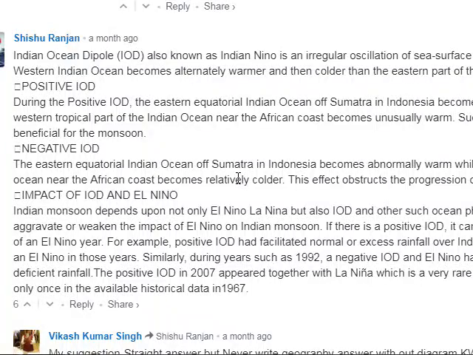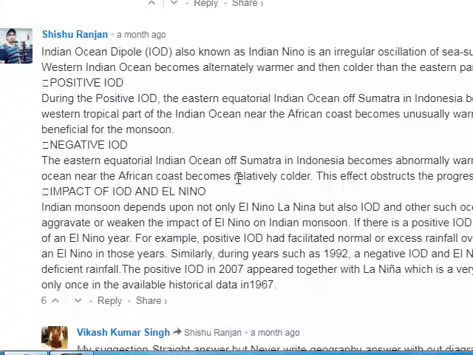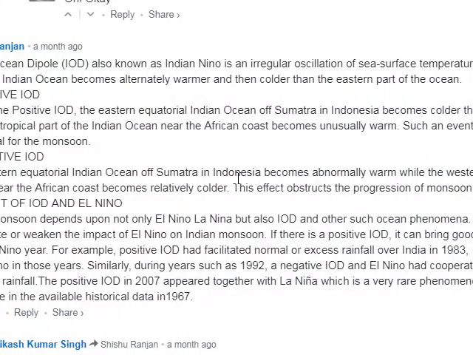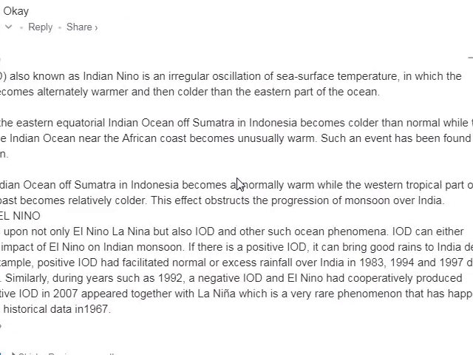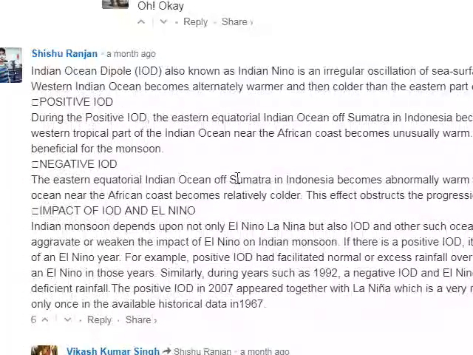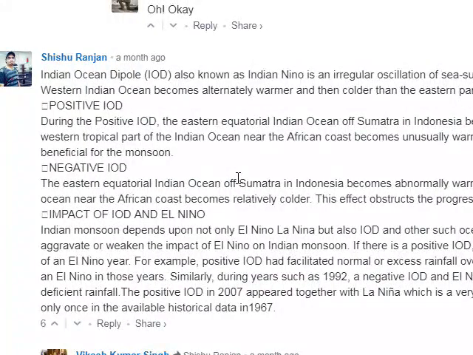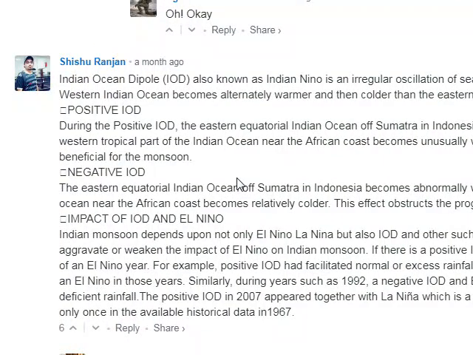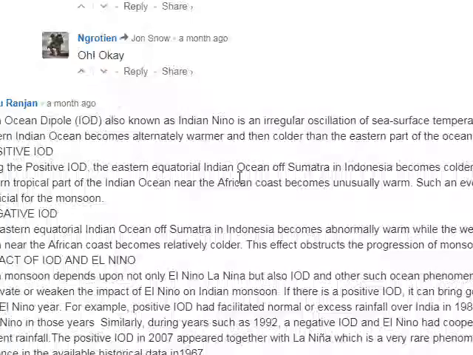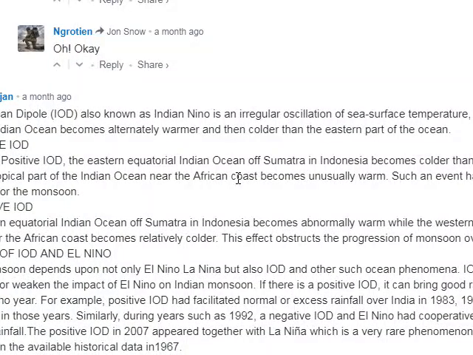Indian Ocean Dipole is also known as Indian Nino. It is an irregular oscillation of sea surface temperature in which the western Indian Ocean becomes alternately warmer and then colder than the eastern part of the ocean.